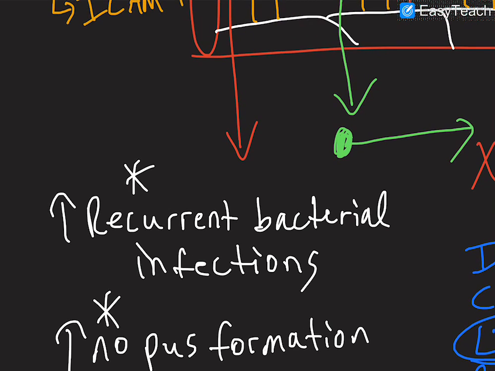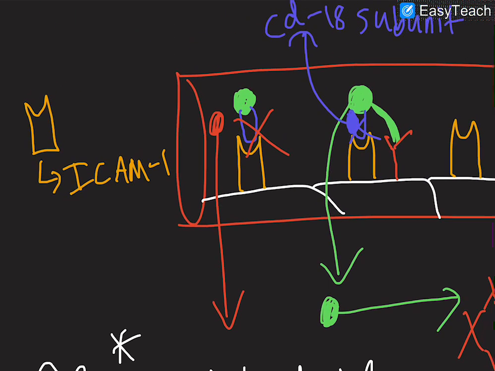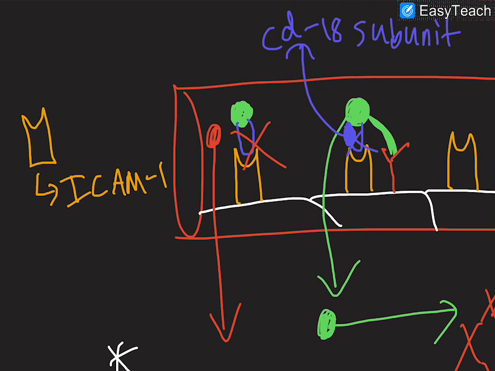All right. So that's basically it for this video. Those are the main things to know about how type 1 leukocyte adhesion deficiency works.